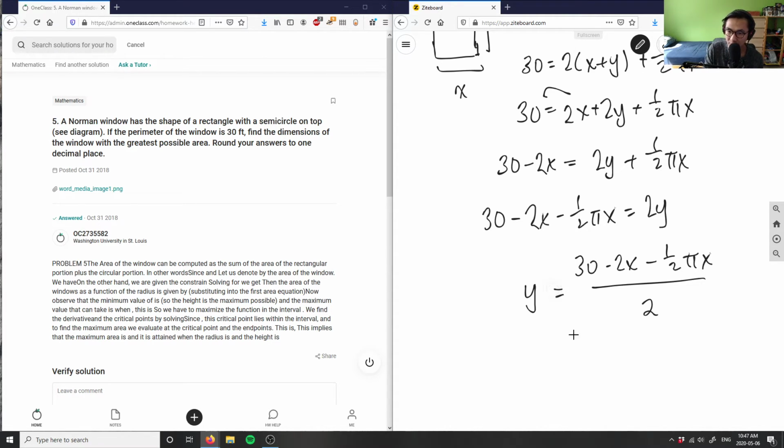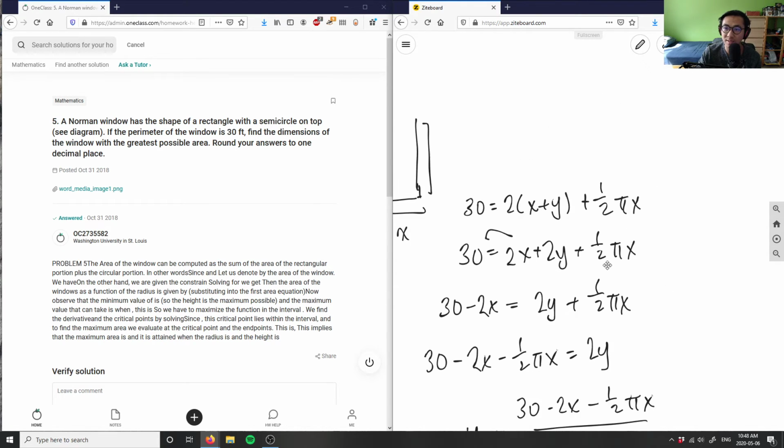And you can simplify this as well. You can say 30 divided by 2 here is 15. Negative 2 divided by 2 here is negative 1, so simply negative x. And negative half divided by 2 here would be negative 1/4, right? So I'm simply putting negative 1/4 pi times x here. So this here is my simplified form of y. This is an important equation, and we'll come back to this as well. So we've isolated for y here.